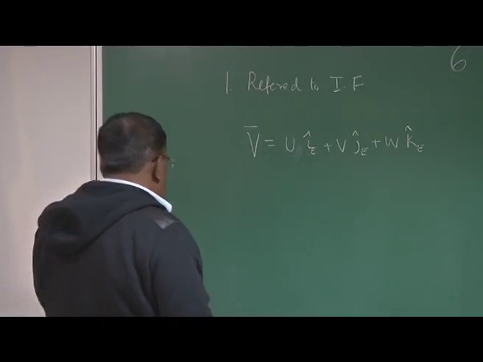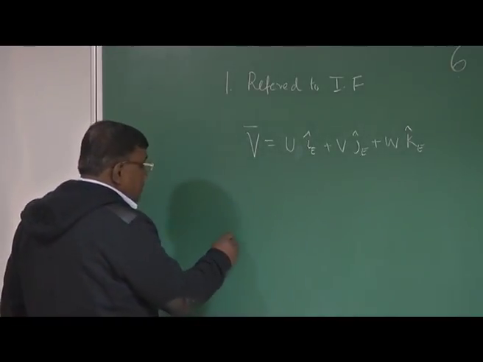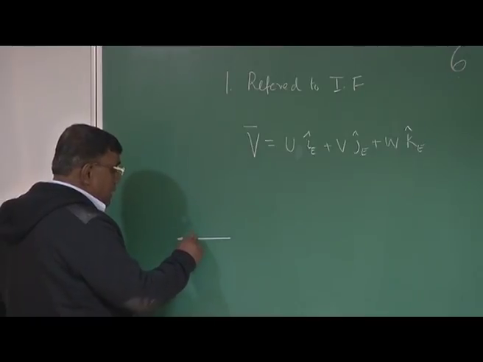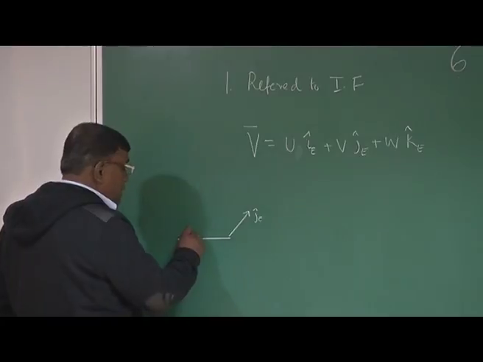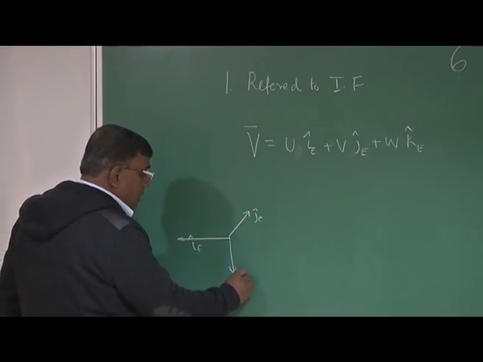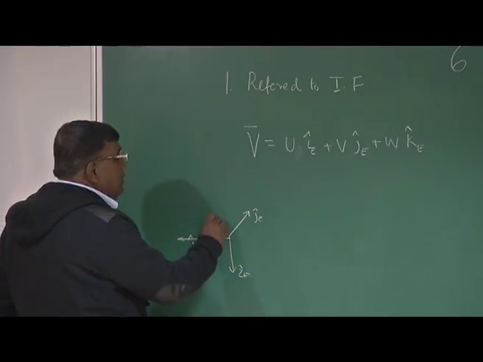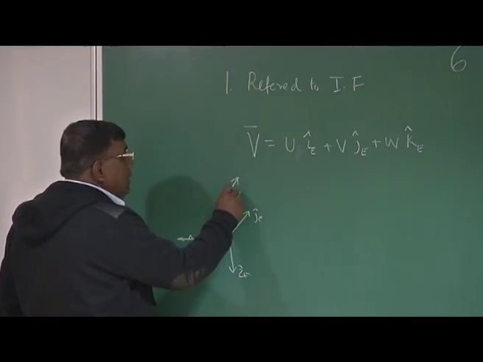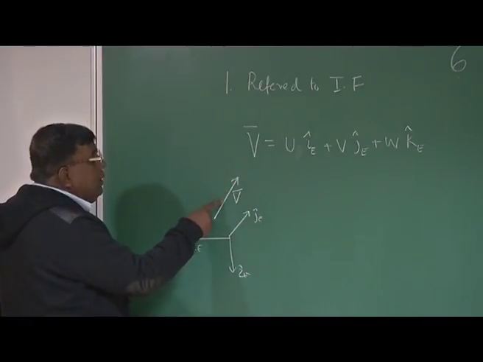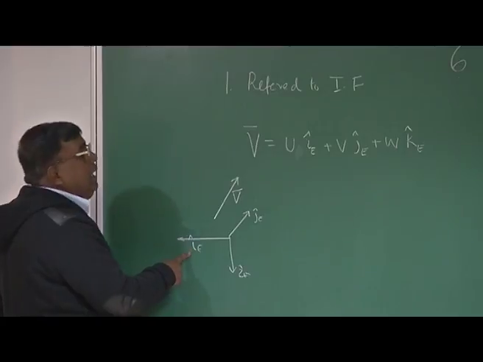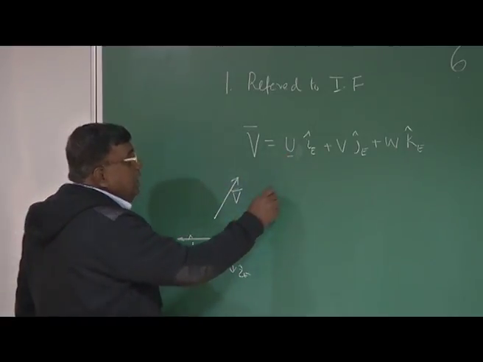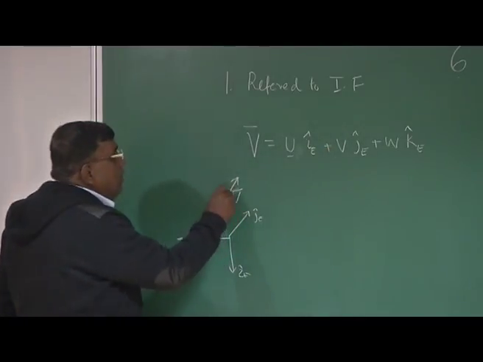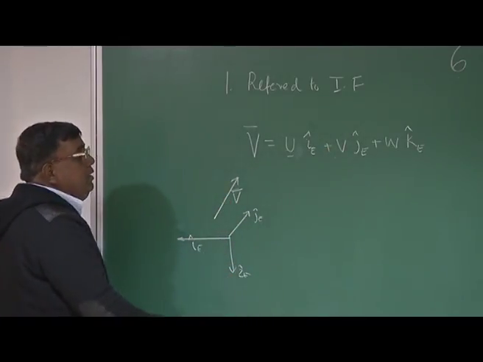Okay. So, if I further try to understand, suppose this is your ie vector, this is your je for your inertial frame, and this is ze, and suppose this is the velocity vector V. Then I am taking the component of V along ie, and that is U, the component of this V vector along je is V, and similarly the component of the V vector along ze is W.